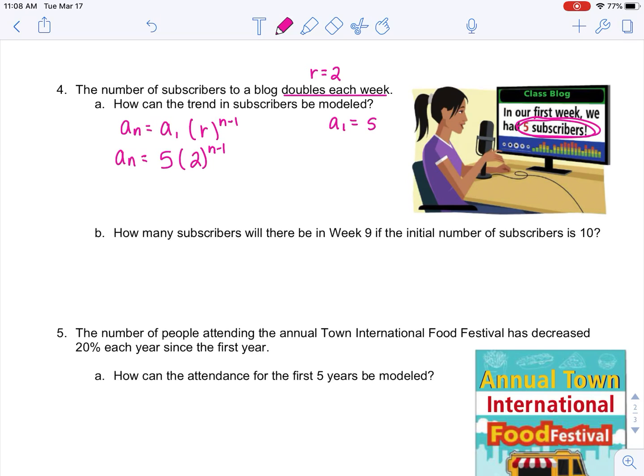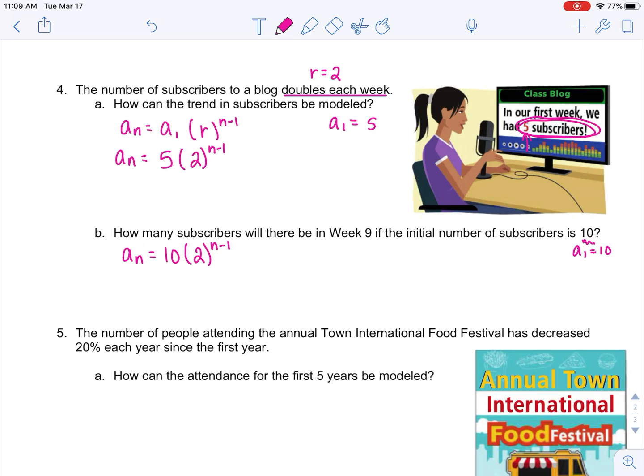Part B asks, how many subscribers will there be in week 9 if the initial number of subscribers is 10? So now instead of having 5 subscribers to begin with, we're going to have 10. That means a_1 is going to equal 10. It's still doubling each week. We're just starting with 10 subscribers instead of 5. So our formula is going to be very similar. It's going to be a_n equals, instead of 5, we're going to have 10, that's our initial amount, our y-intercept, times 2 to the n minus 1 power.